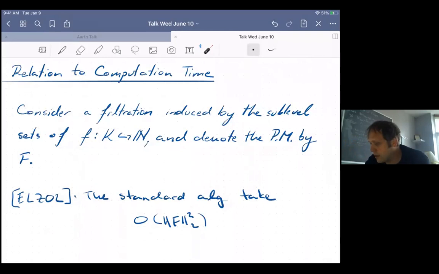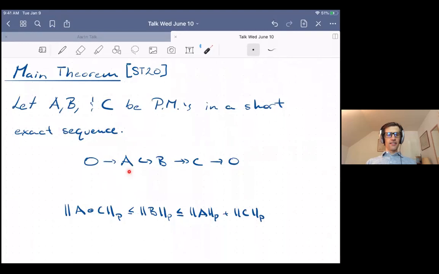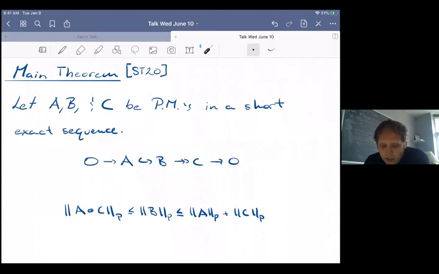Okay, so now we know what the norm is. We know what we're dealing with. So what's the actual result that we're going to try to prove? The main theorem is, let's say that I have three persistence modules, and that I have a short exact sequence of them, right? So I have 0 to A to B to C, a short exact sequence. The bound is essentially going to say that the direct sum of A and C is upper bounded by the norm of B.